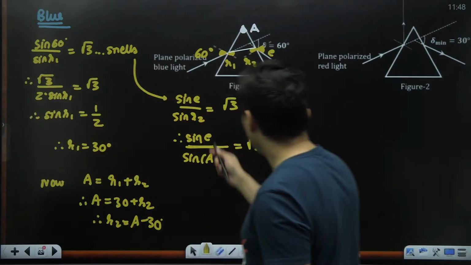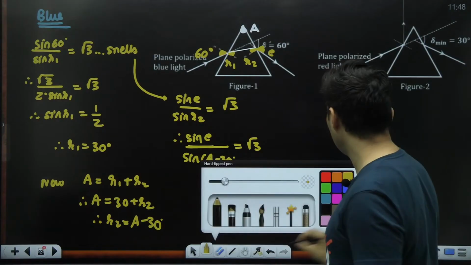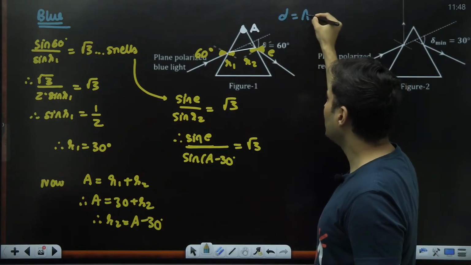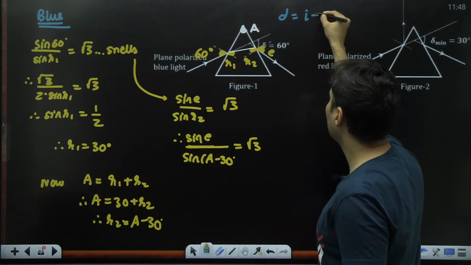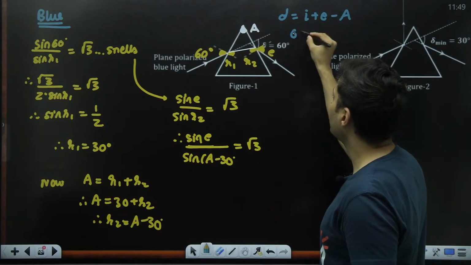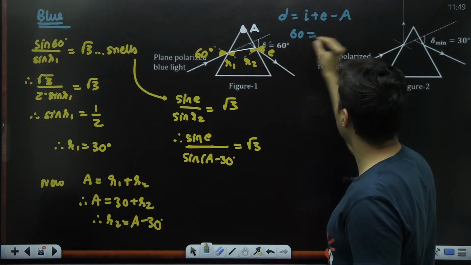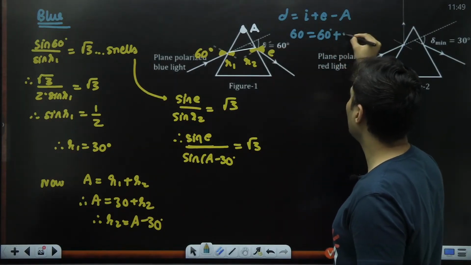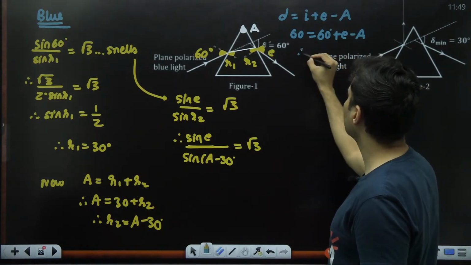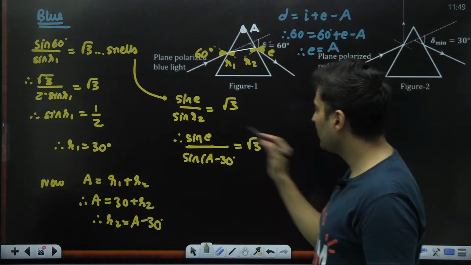Okay. Now, I need to do something about this E, guys. So for that, this delta is given to me. And delta, I know, is nothing but I plus E minus A. Delta is 60. Incident angle, I think we wrote it as 60 degree. Emergent angle, I don't know, minus A. So rearranging this, 60-60 cancels. So I am getting E as A. Oh my God. E and A are the same thing.